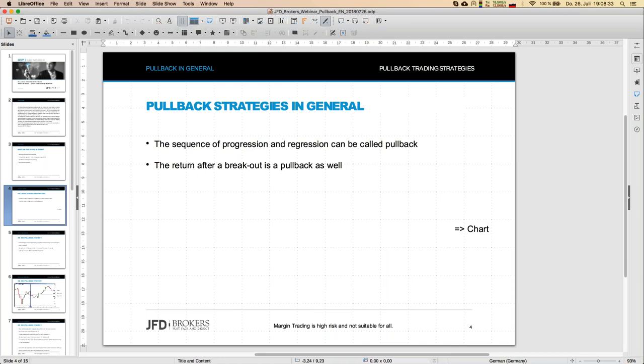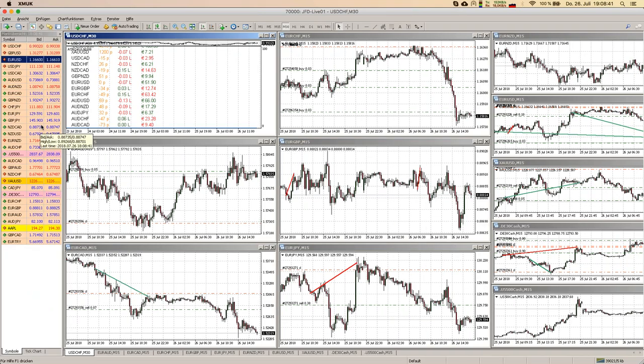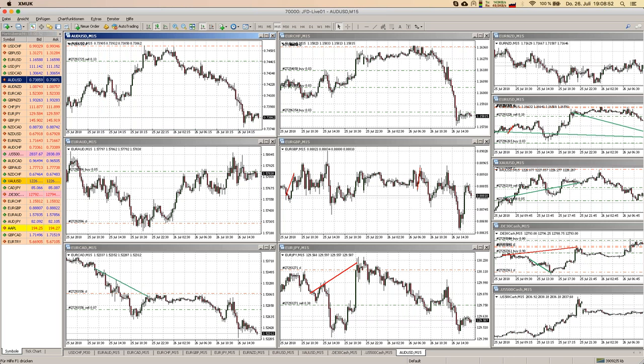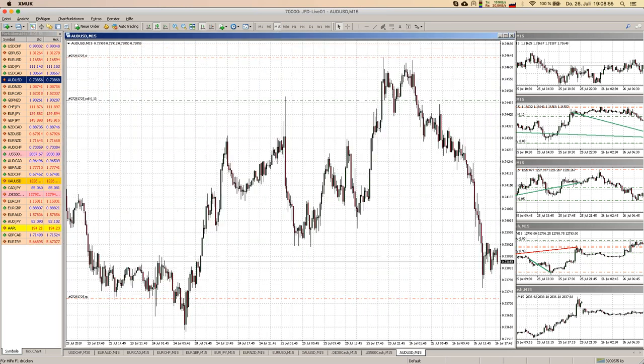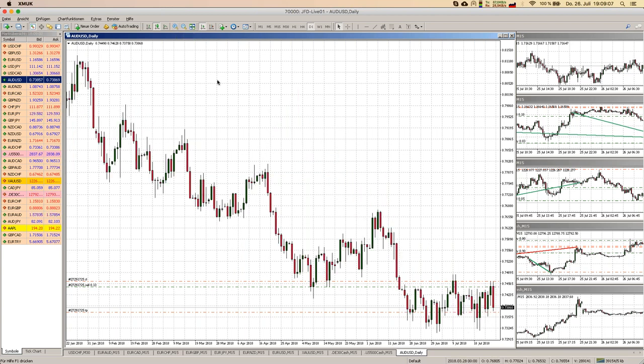But let's have a look into the chart, because then it might be a little bit more obvious. So let's go for a chart. Any chart we want. I have no idea which chart I should choose. Let's go for Australian dollar. Yeah, let's go for this one here. Okay. And later you will see that we do everything on D1. So I switch to D1 for the Australian dollar, US dollar here as well. And let me zoom in a little bit. Then it might become quite obvious what in general pullback trading strategies mean.